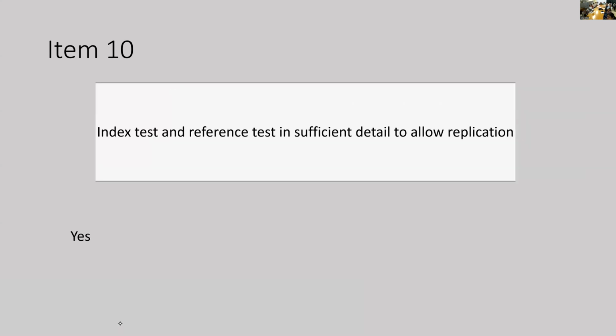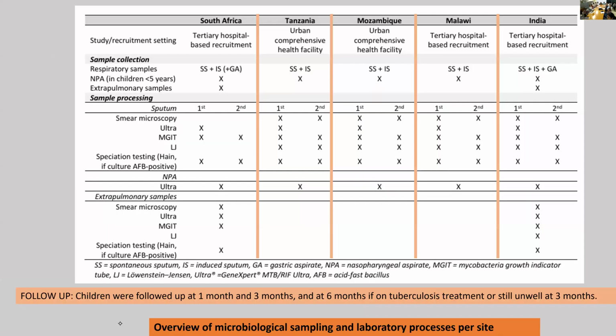So were the index test and reference standard described in sufficient detail to allow replication? Yes. If you look at how they've done the reference standard, at baseline they took respiratory samples. Either spontaneous sputum, or induced sputum, or gastric aspirate for the children. And if the child was less than 5 years, they did a nasopharyngeal aspirate.